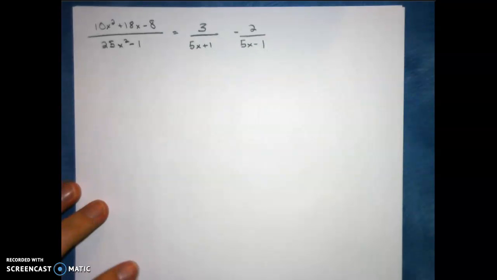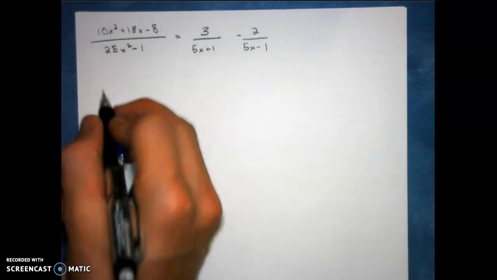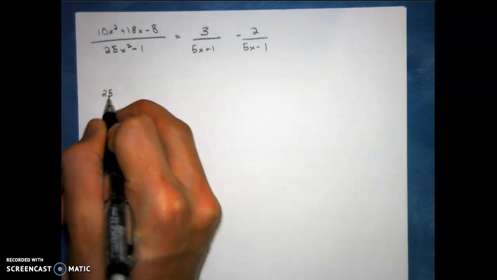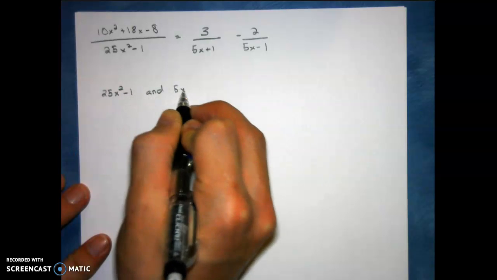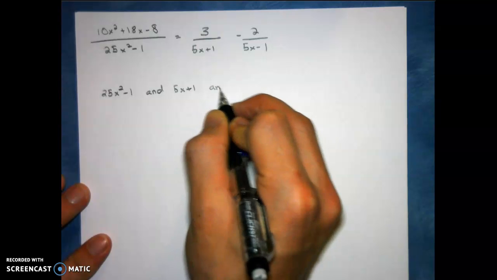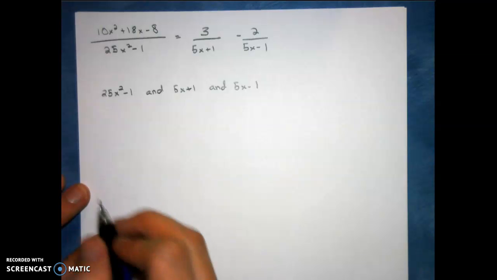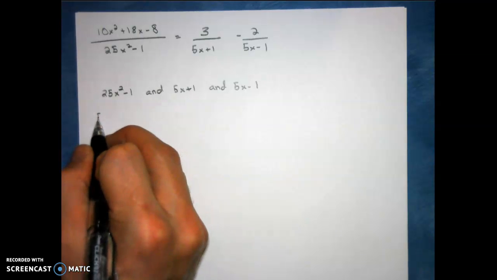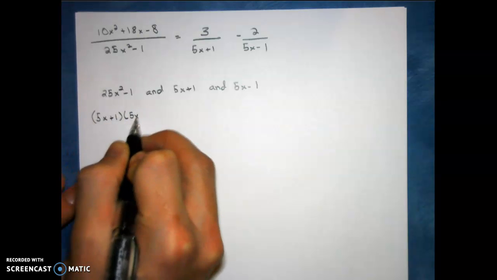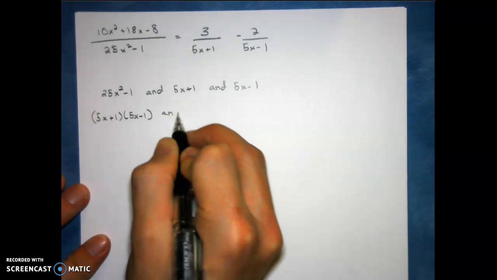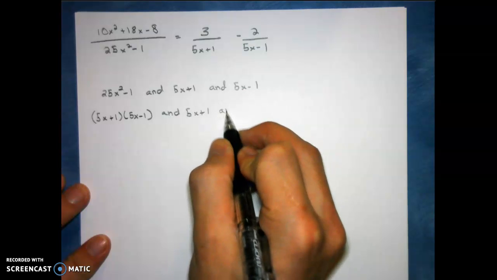All right, welcome back. So our first thing we need to do is find the LCD. So let's look at our denominators. So we have 25x squared minus 1, and 5x plus 1, and 5x minus 1. All right, we need to factor this first one. We have 5x plus 1, 5x minus 1. And then we have 5x plus 1 and our 5x minus 1.